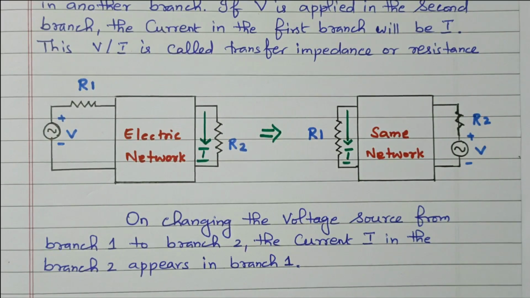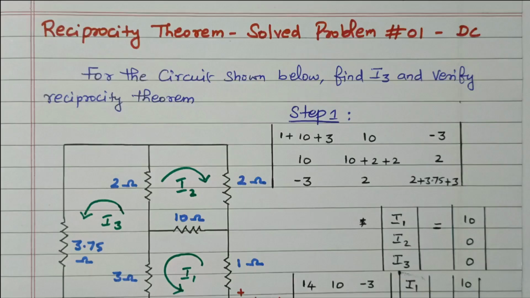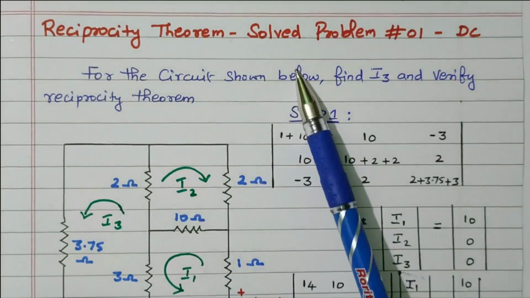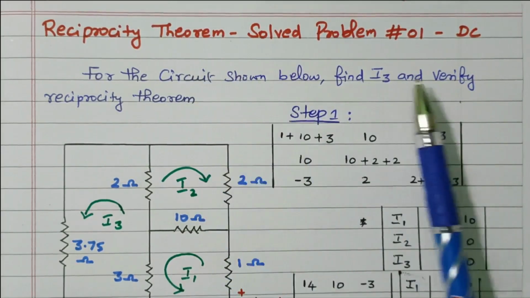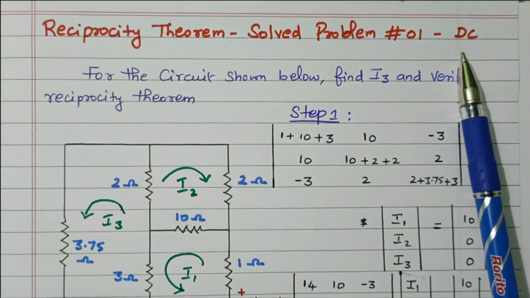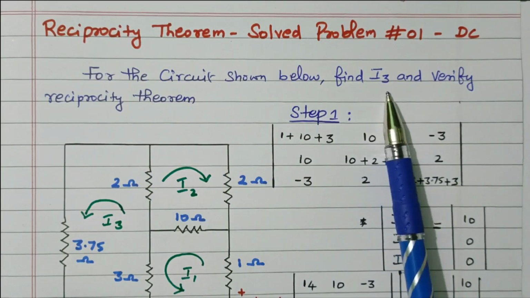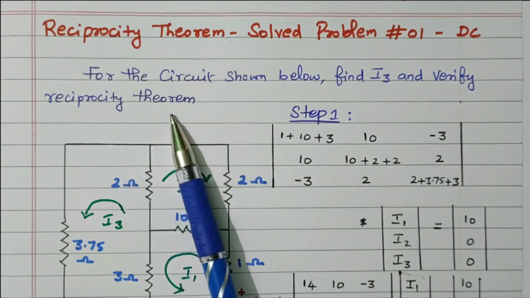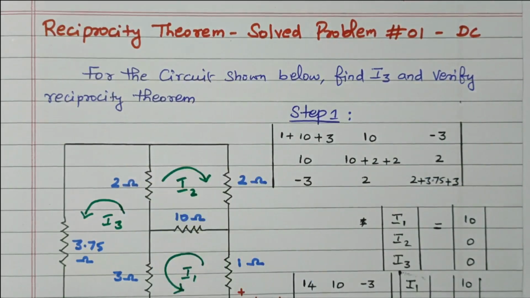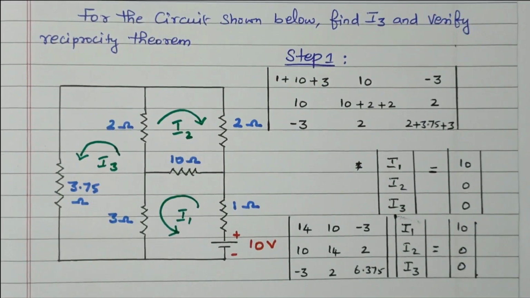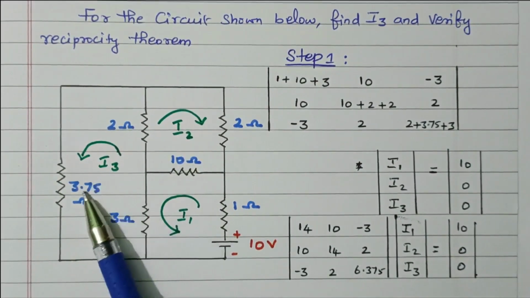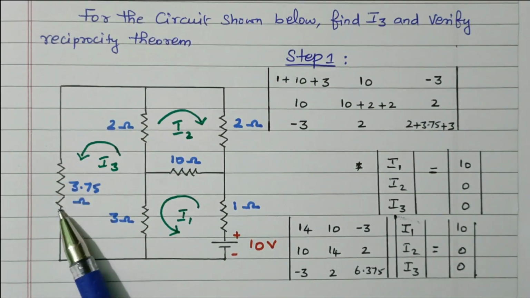Now we'll see one solved problem. This solved problem, based on the reciprocity theorem, contains a DC circuit with DC elements. For the circuit shown below, find I3 and verify the reciprocity theorem. So the circuit is given. In this circuit, we need to find the I3 current, so we can treat this as the load end.